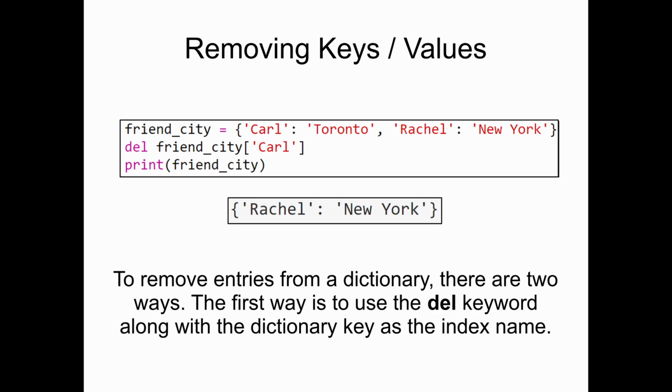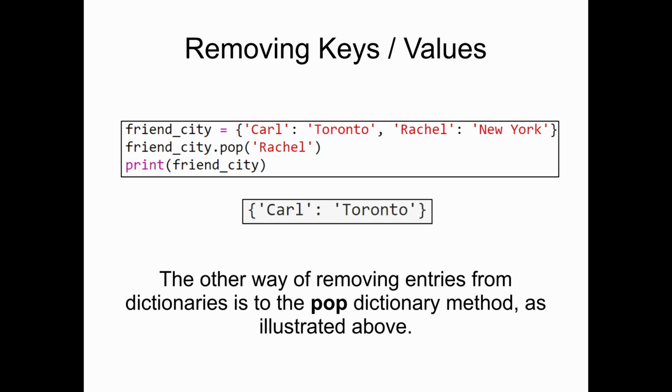To remove entries from a dictionary, there are two ways. The first way is to use the del keyword along with the dictionary key as the index name. The other way of removing entries from dictionaries is to use the pop dictionary method, as illustrated above.